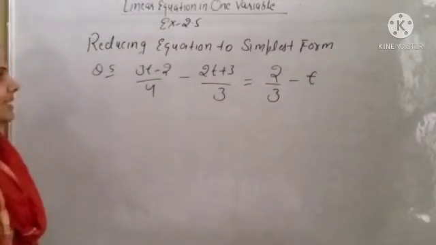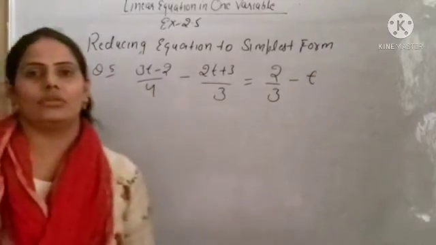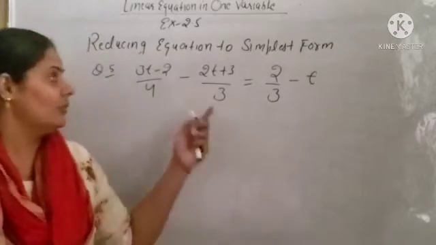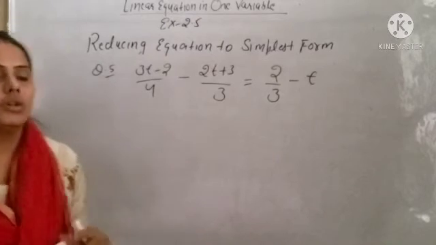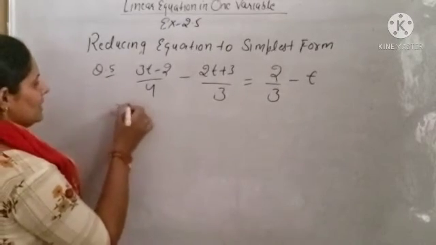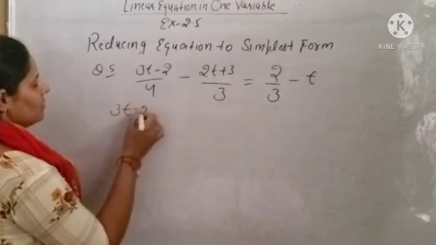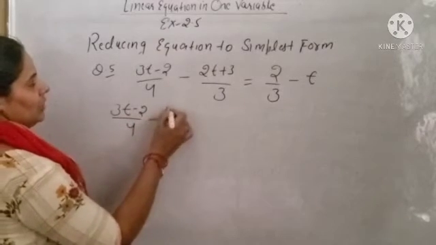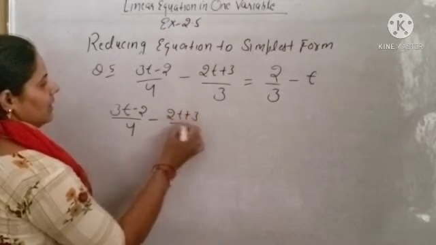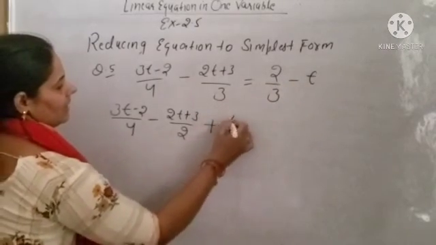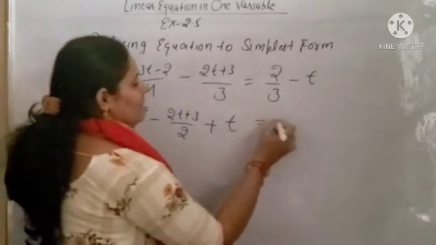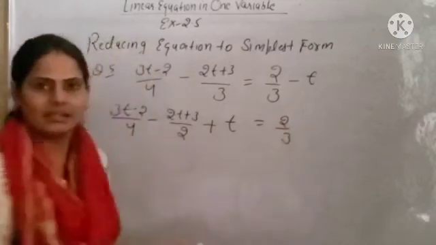Clear? So first you can see what is the variable in this question. You have to find out the variable. So the variable is t. All of you can see in this question the variable is given as t. So first step, all the variable values one side. So (3t minus 2)/4 and (2t plus 3)/3 you will put one side, and minus t is given, so you will take it to the left hand side, so it will be plus t, equal to 2/3.